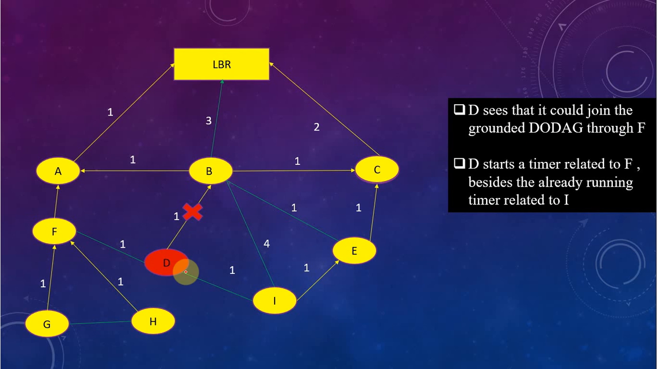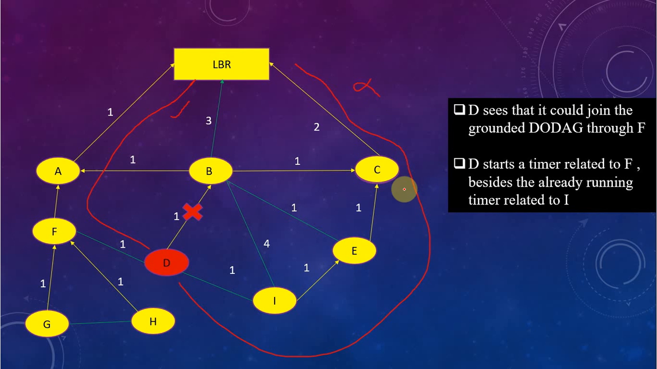So already it has got a timer to I, but as I is at a higher rank as compared to F, D will prefer to join the LBR through F, because the path followed to join the LBR through F will take less time as compared to the path taken by D to join the LBR through I. So it will take a lot of time. So that's why it will prefer this one, it will not prefer the other.